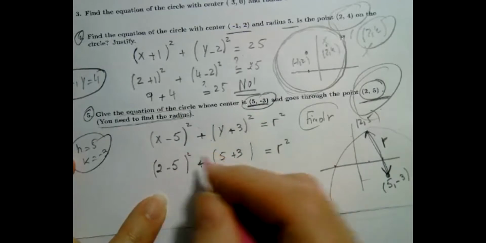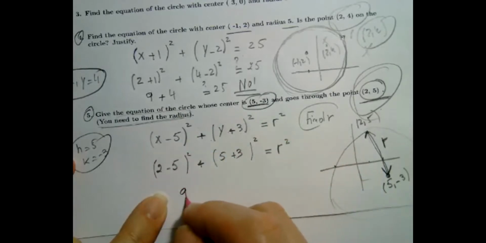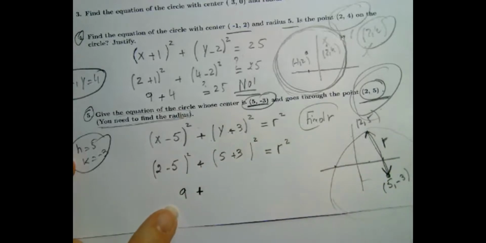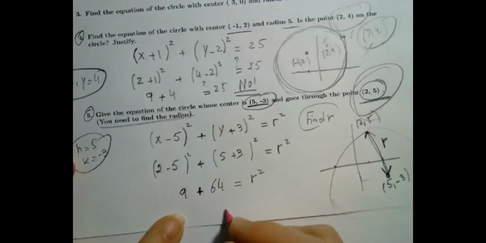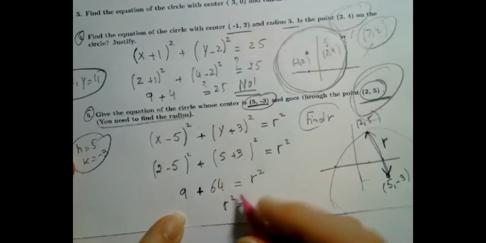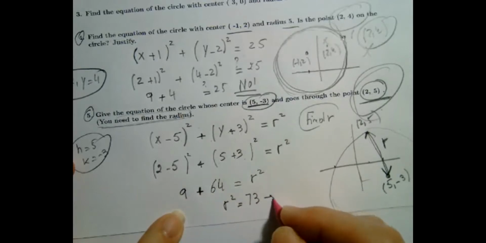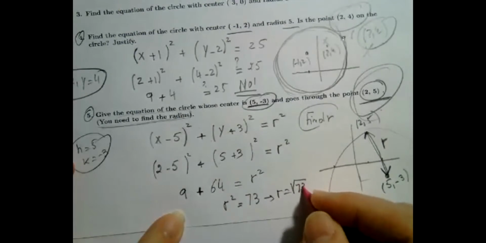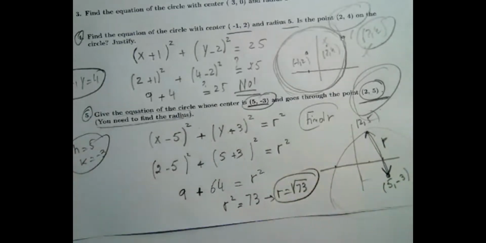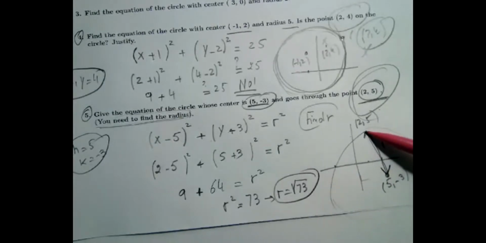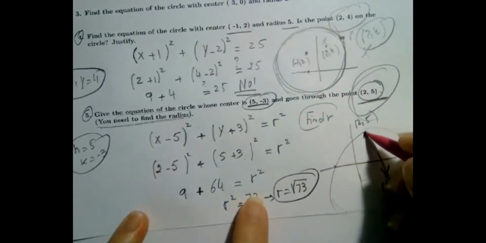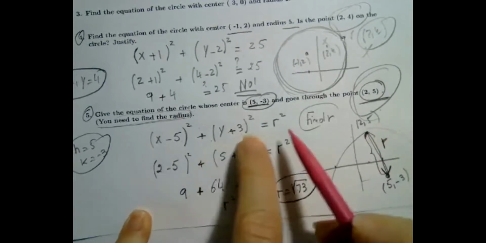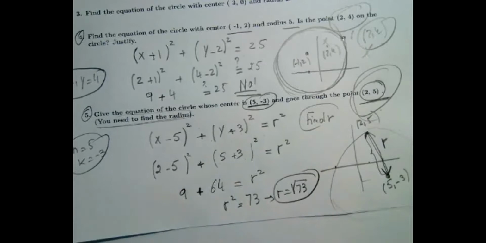And that's going to give me, that's a square, and that's a square. That's going to give me 9 plus, and 5 plus 3, that's going to give me 8 squared, which is 64. So 73 is equal to r squared. It means r is the square root of 73. And that's really the radius. So now I have the center, and I have this point on the circle. It means that this equation has to be satisfied, which is basically the distance from here to here squared. That's the r squared, and then I solve for r.